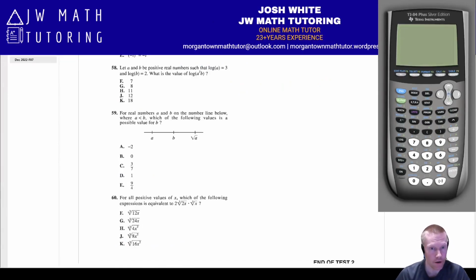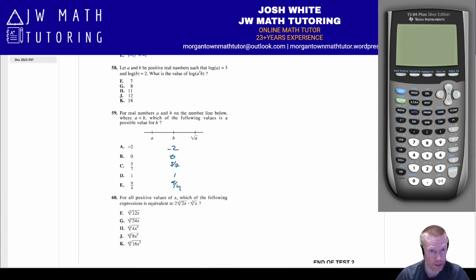Here we have a problem where picking numbers is a great strategy to basically plug in numbers for A and B and determine how this number line can work out properly. So the answer choices are the possible values for B. What I'm going to do is make a little table, actually we'll just do it straight underneath the number line. So first thing, my B values are just going to be the answer choices themselves.